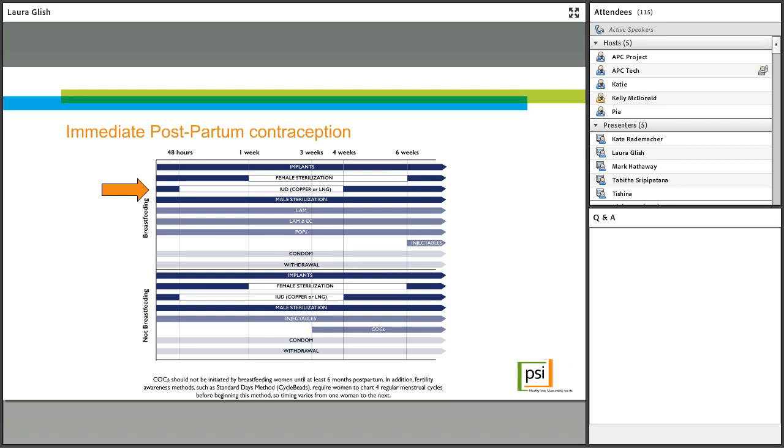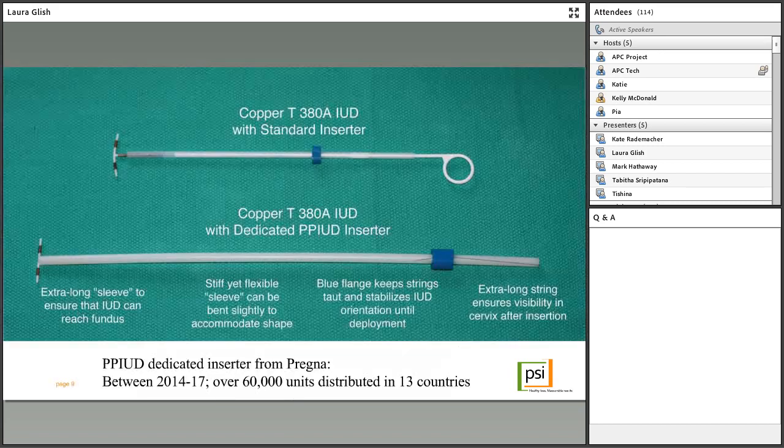However, this does require special training on the part of the provider to be able to place the copper T. And it can need some different equipment than what is normally available in the delivery room. So one way that we have been able to overcome some barriers on the provider side is with a new dedicated PPIUD inserter. So this product has the same copper T that we all know and love.